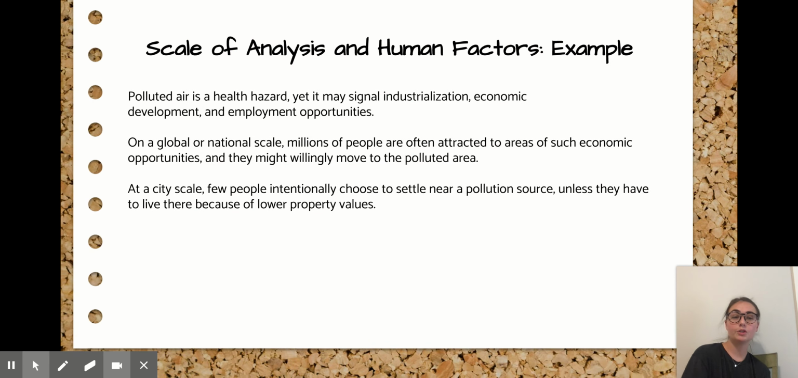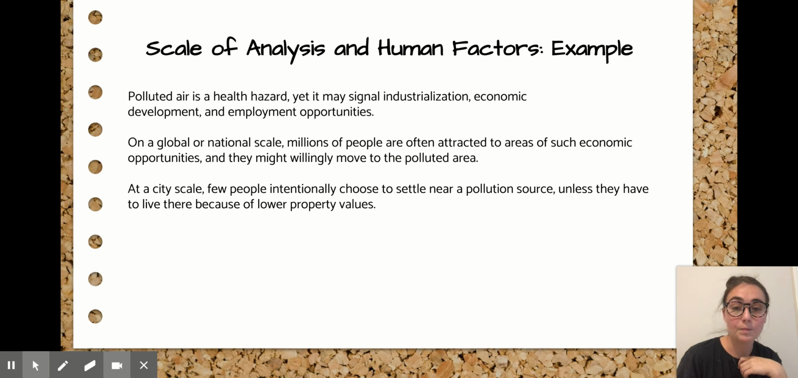So human factors that affect scale of analysis. The best way for me to explain this to you, I think, is an example. So I'm just going to show you this. Polluted air is a health hazard, yet it may signal, I said signalize, that's not a word, it may signal industrialization, economic development, and employment opportunities. And so although no one's going to be like, oh yeah, I want to live in a super polluted area, when you weigh those factors at a certain scale, the importance of a job and a good economy in people's minds outweighs living in pollution.